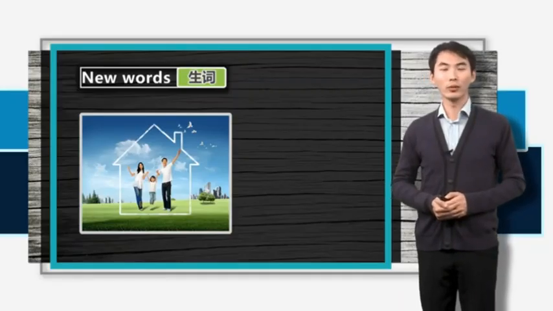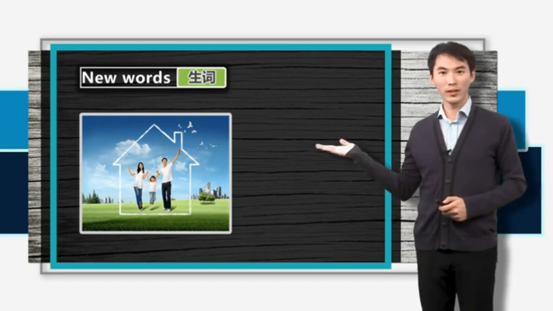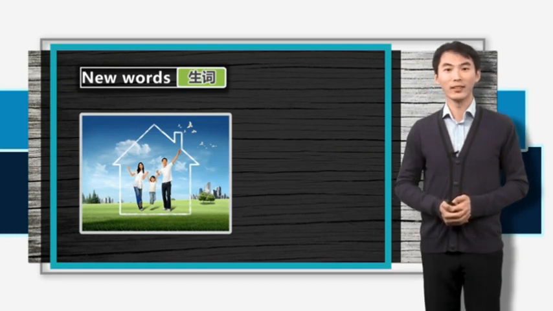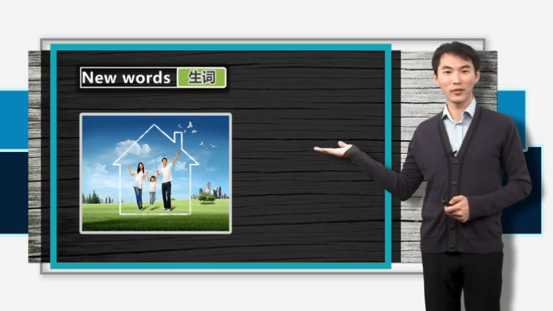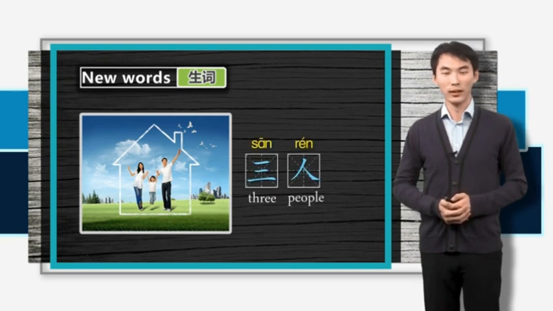Okay, let's move on to today's new words. Look at this picture. What's this? Yes, this is a family. And family in Chinese is 家。跟我读家。家。Very good. And how many people are there in his family? Yes, 3. 3 people literally in Chinese is 三人.